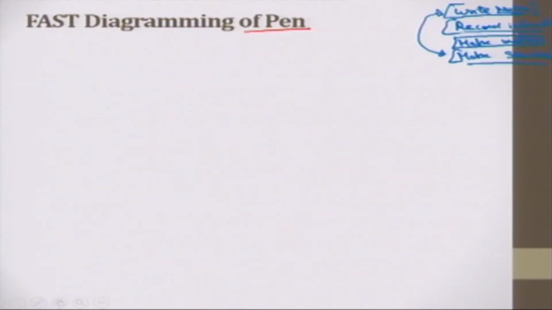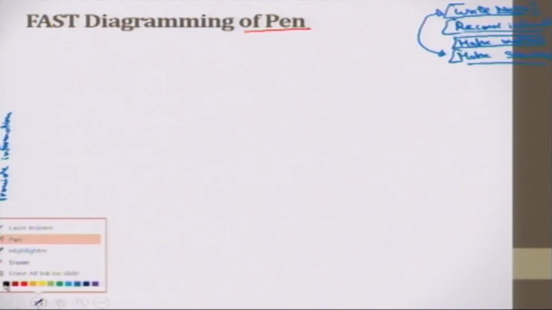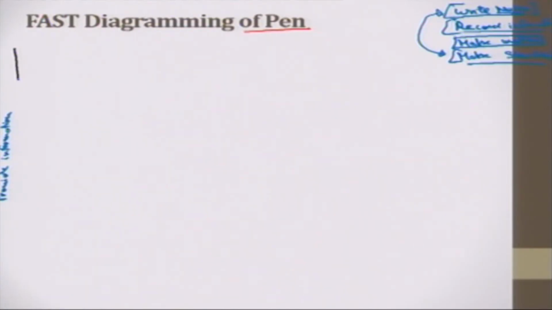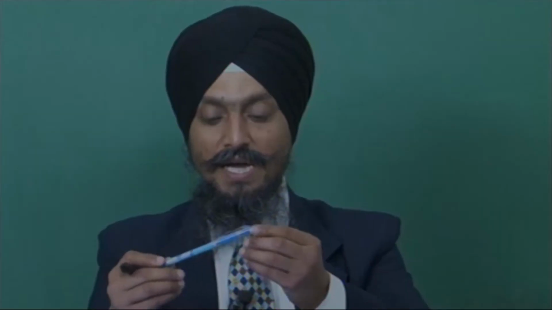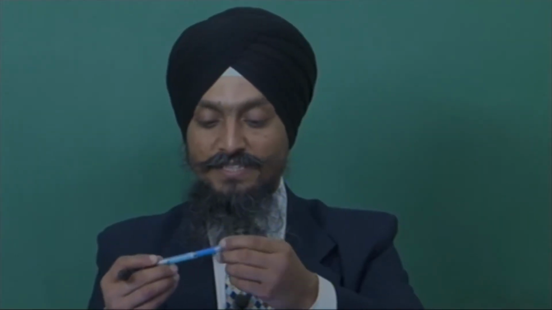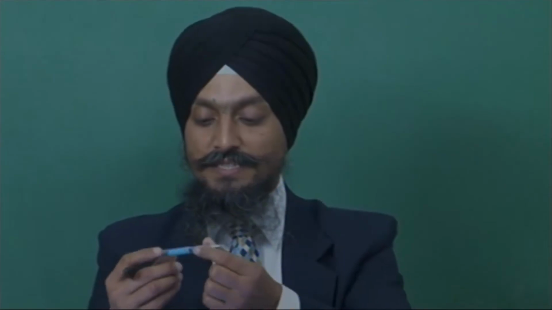Let me put the highest order function here: provide information. Then I will draw a scope line here. This is the highest order function of a general pen. So this is my pen. I have this cap. Let me see the product. This is the pen.